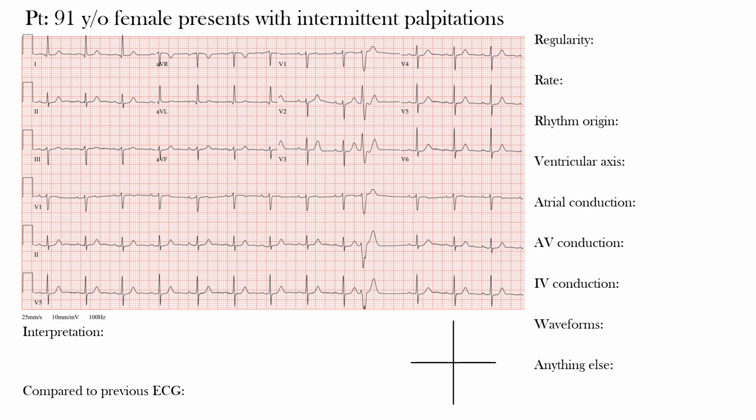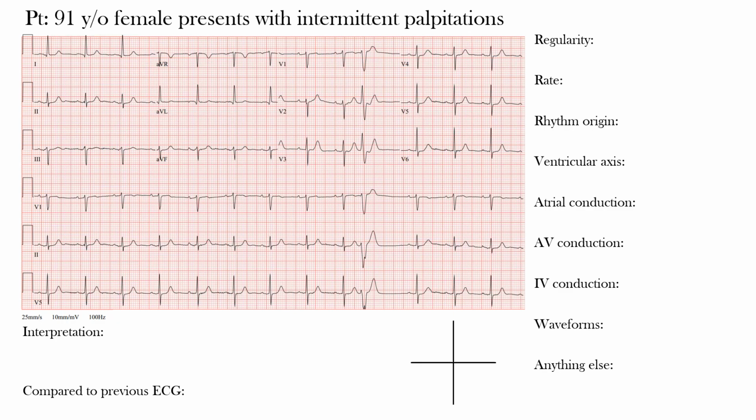And in this case, we simply want to determine the rate of the rhythm. Then we'll look at the rhythm origin. That is, where's the rhythm actually starting from within the heart? Then we have to determine the ventricular or QRS axis, which could help us with our differential diagnosis. And then there's the atrial, atrioventricular, and interventricular conduction, looking at if conduction is normal or abnormal in any area of the heart. Then we'll move on to the waveforms, which would include all the waves, segments, and intervals.